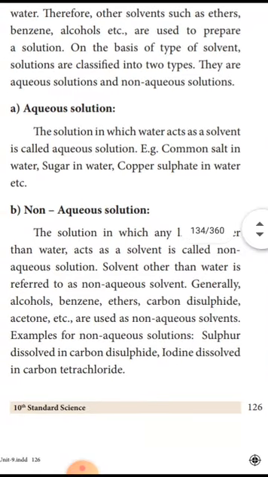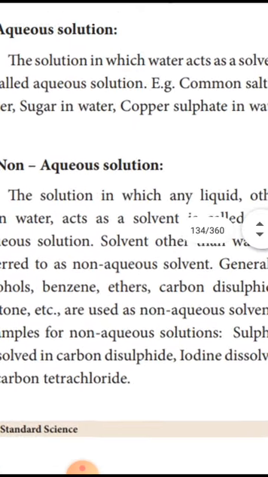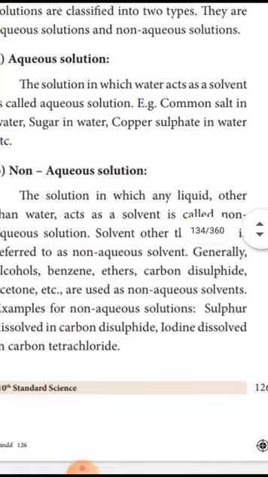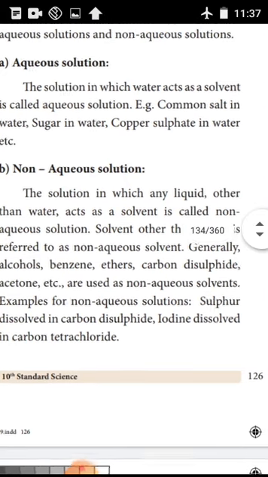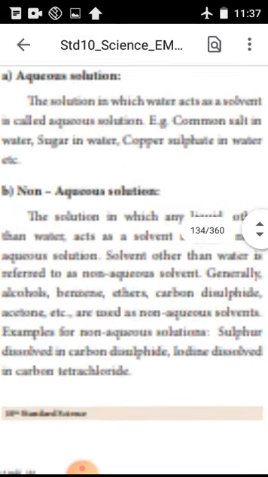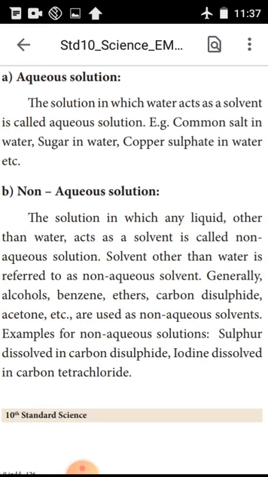So what are the examples of non-aqueous solution? Yes, very good. Alcohol, benzene, ethers, carbon disulfide and acetone. These are examples of non-aqueous solution. Then what are examples of aqueous solution? Yes, copper sulfate in water, common salt in water and sugar in water. So these are examples of aqueous solution.